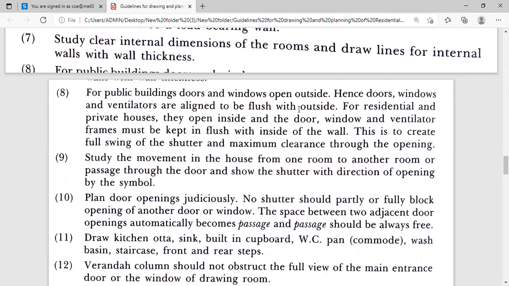Study the movement in the house from one room to another room or passage through the door, and show the shutter with the direction of opening by the symbol. Here, whenever you are going to provide any access to any room, then you have to provide the doors.